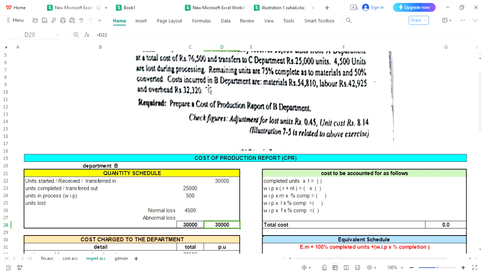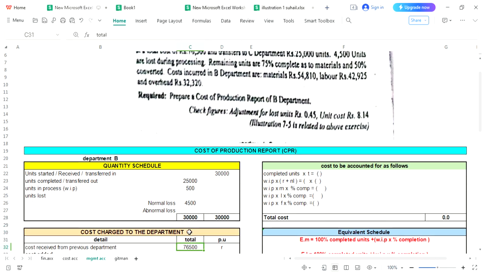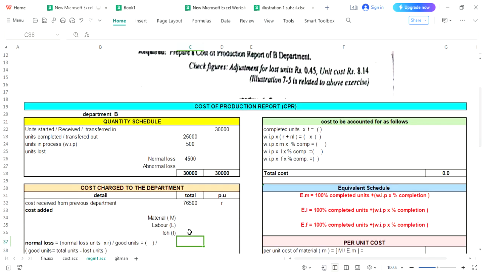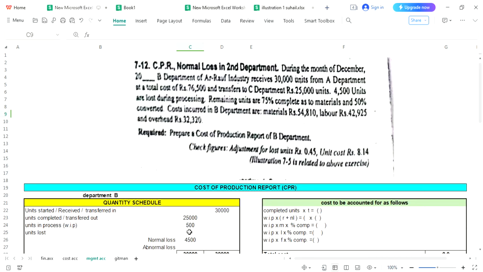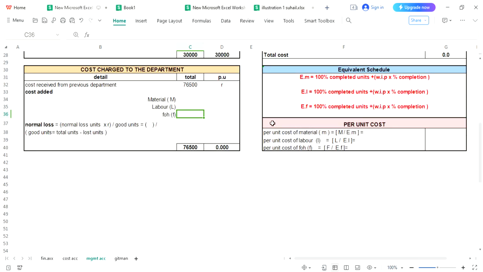Cost incurred in department BR material 54,810. This is cost of material. So you will go left page, lower part, and here you can see all three elements are described. So material cost was discussed and how much it is, you can see over here 54,810. Go downward and write down 54,810 is cost of material.